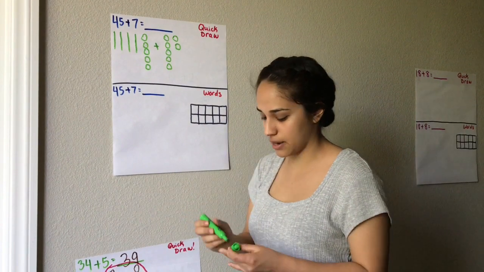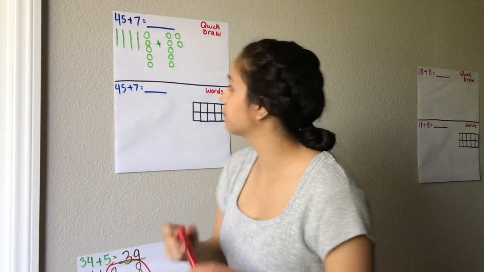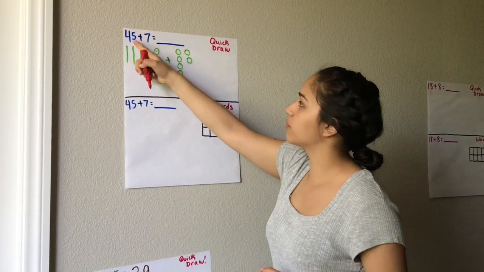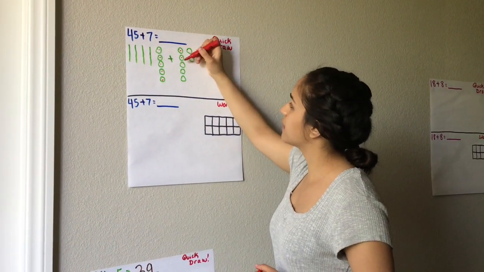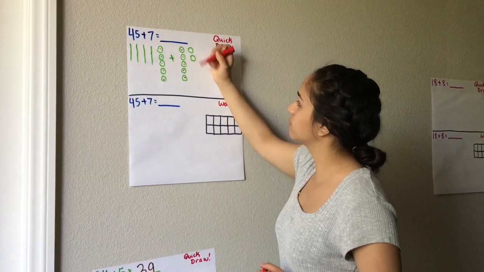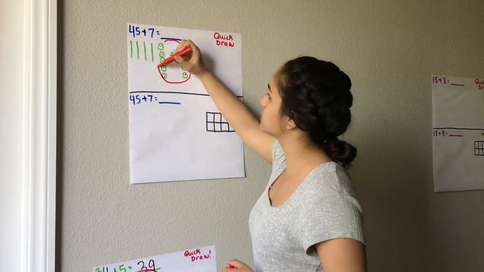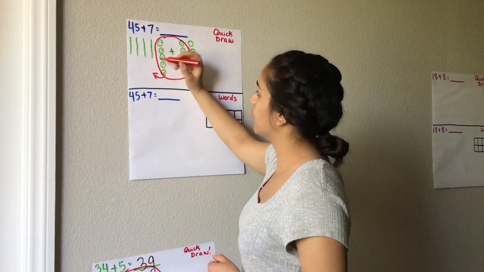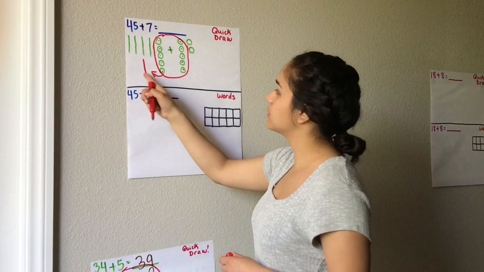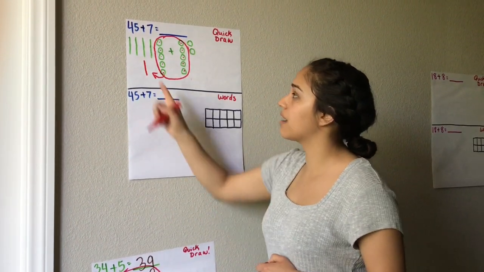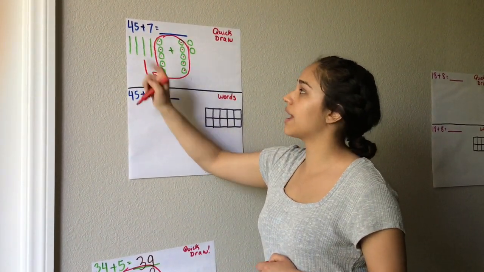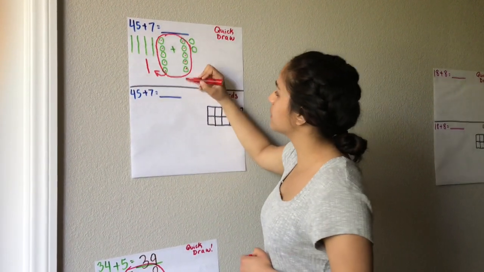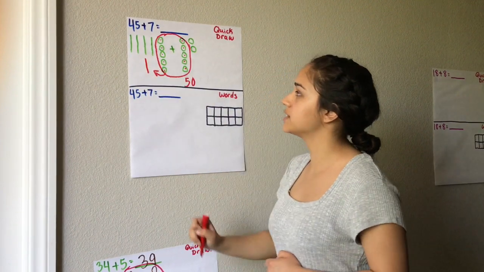Let's see how that looks right now with my red marker. 1, 2, 3, 4, 5 from our 45. 6, 7, 8, 9, 10. We're going to circle those, and this is how you can remember that you're regrouping. I like to draw a little arrow and draw another 10 to represent that. So now we have 10, 20, 30, 40, 50. Our number is 50, and that is 5 tens.